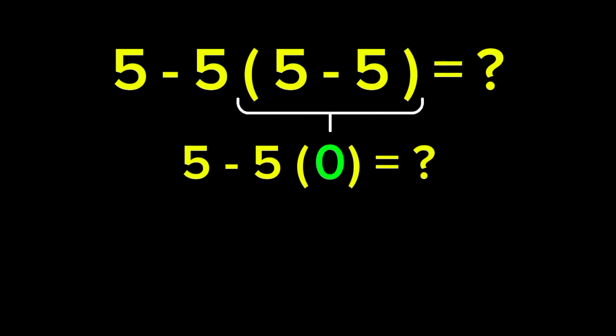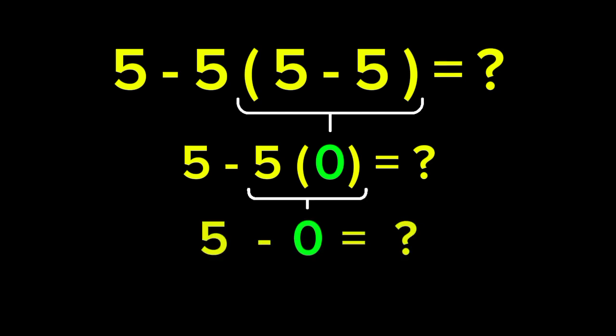In mathematics, when a number is written next to parentheses, it means that the number is multiplied by the expression inside the parentheses. However, for simplicity, we usually do not write the multiplication sign. According to PEMDAS, multiplication has a higher priority than subtraction. So, we first calculate 5 times 0, which gives us 0. In the end, 5 minus 0 gives us 5, which is our final answer.